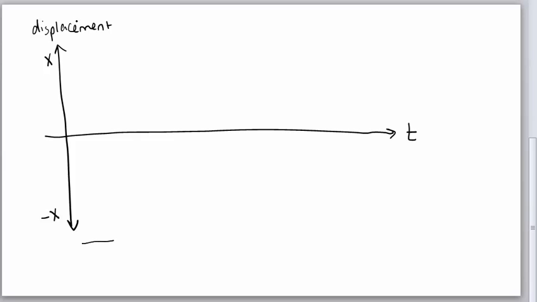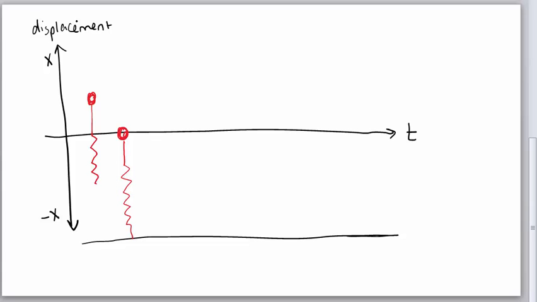And let's assume here we have our wall that our spring is attached to. Let me switch colors here. And we have a mass that's attached to a spring. Okay, now if we stretch this mass away from the wall, we stretch the spring. So we see some displacement in the x direction.